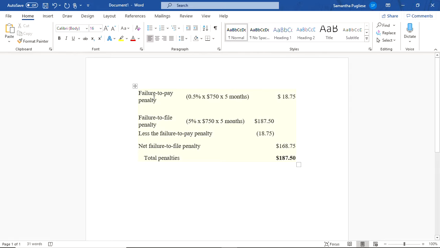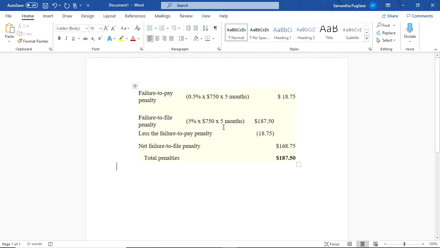We know from part A, the failure to pay penalty is 0.5% per month. Here's 5 months. It says that it's 4.5 months in the problem, but we always round up because it's a partial month. And then the amount was $750, so that gives us a failure to pay penalty of $18.75. And then the failure to file penalty, that's the big one. Failure to file is 5% per month. So 5%, again, we're rounding up from 4.5 months to 5 months.